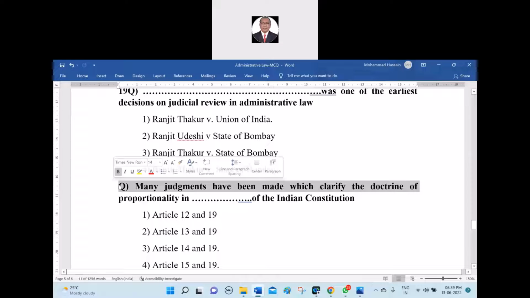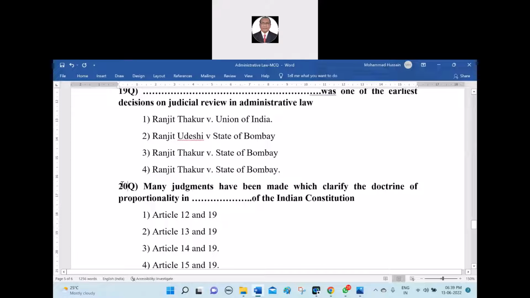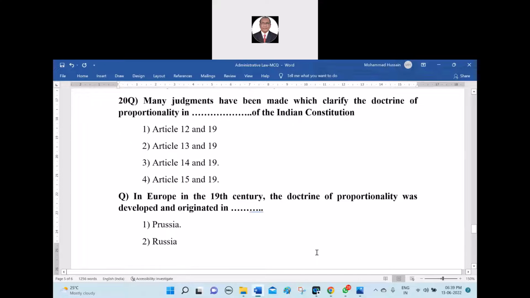20th question. Can anyone unmute and read? When I say unmute and read, you don't read. Many judgments have been made which clarify the doctrine of proportionality in dash of the Indian Constitution. Options: Article 12 and 19, Article 13 and 19, Article 14 and 19, Article 15 and 19. Sir, option 3 is the right. Many judgments clarify the doctrine of proportionality in Article 14 and Article 19. Right answer is Article 14 and 19.